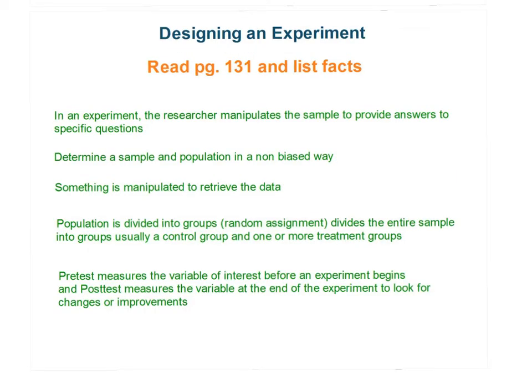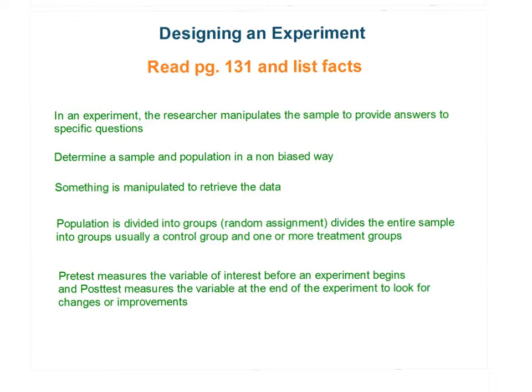Okay, now let's look at designing an experimental study. You can read page 131 in your textbook if you need more information on this. In an experimental study, the researcher manipulates the sample to provide answers to specific questions. You're going to determine a sample and a population in a non-biased way. Something is going to be manipulated to retrieve the data. The population is divided into groups.